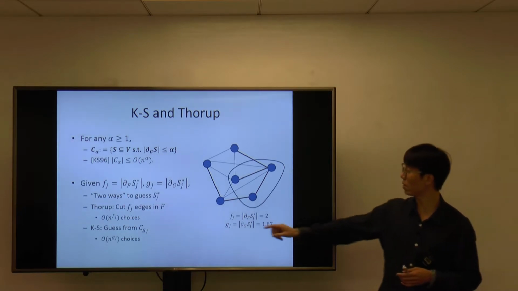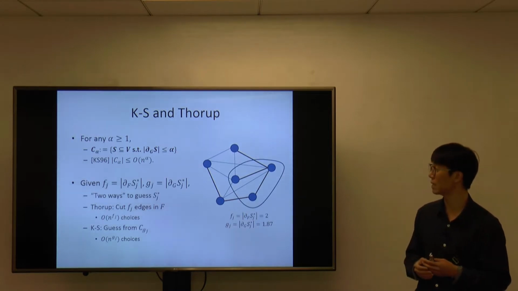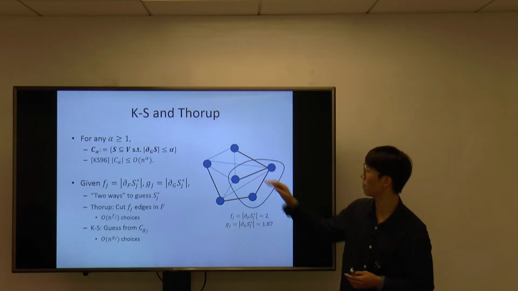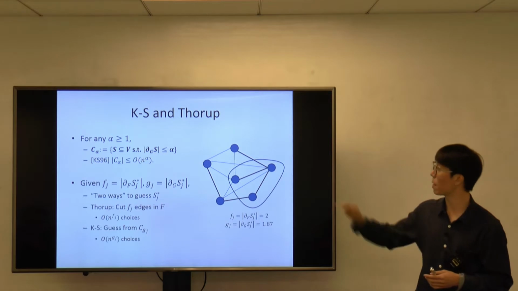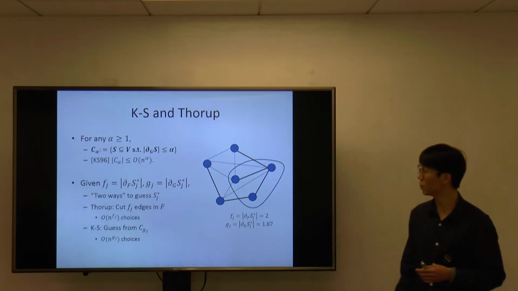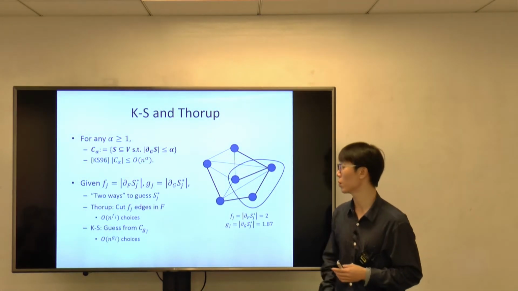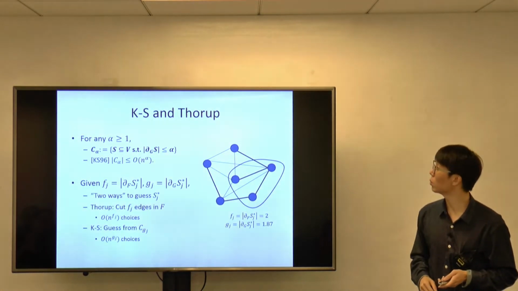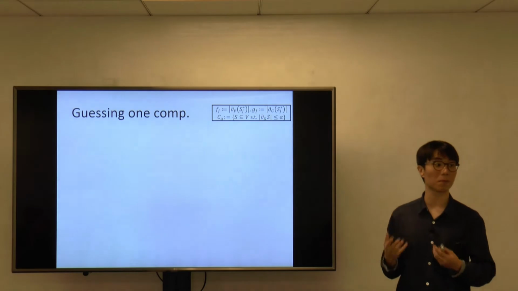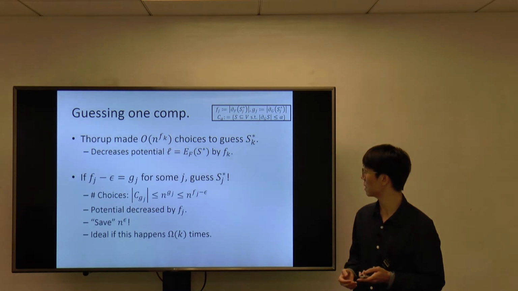Okay? But the second way is to use Karger-Stein's approach, and look at this collection of sets, which is C sub Gj. By definition, C sub Gj will surely contain Sj star. And by the Karger-Stein bound, there are at most n to the Gj choices. So if Gj is less than Fj, then doing it this way is faster than doing it Thorup's way. Okay, so this is actually our idea. But then the question is, can we actually get some significant advantage out of doing this? A priori, it's not very clear.